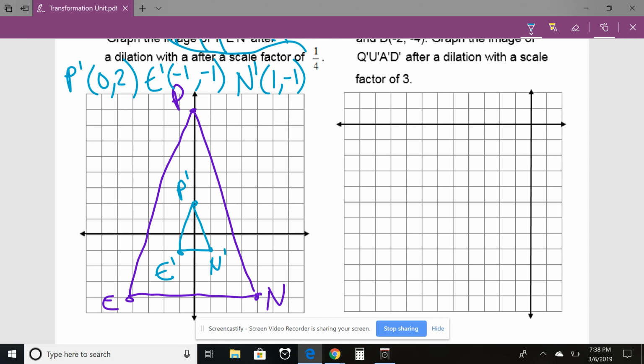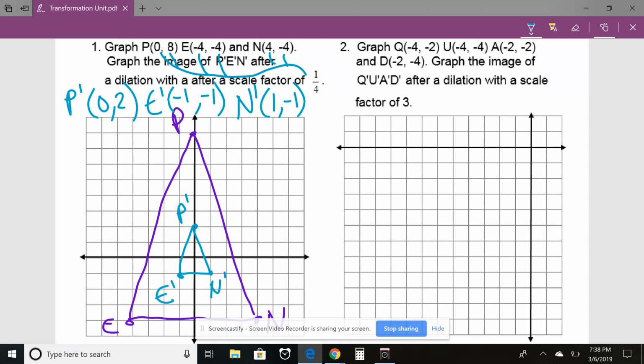Let's look at the next one and see if that's the same scenario. So we have the figure QUAD. So let's graph that. Q is (-4, -2). U is (-4, -4). A is (-2, -2). D is (-2, -4). So there's my original figure.